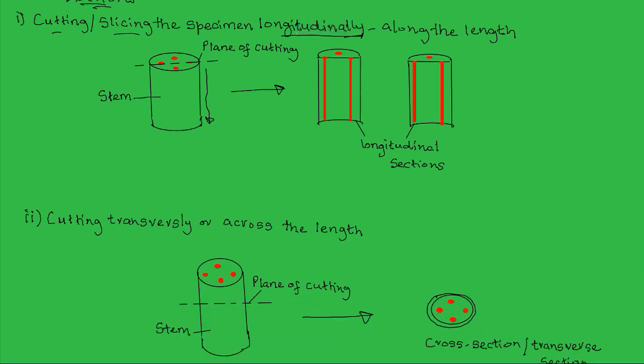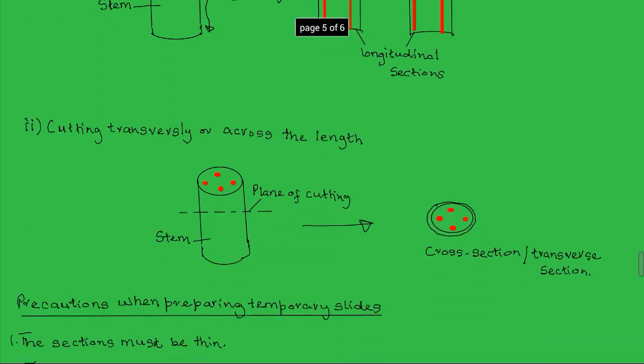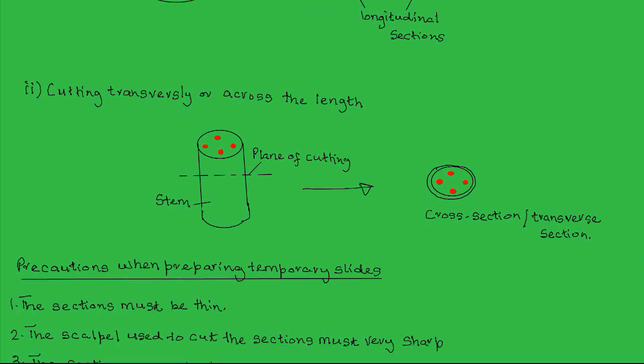The second way of making the section is by cutting the specimen transversely, that is, across the length. If this is a stem, if the sectioning is done across the length like that, this is the plane of cutting, then what would be displayed would be a cross section. So this is the cross section of the stem.